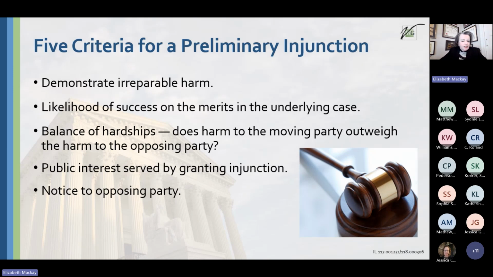And the public interest is served by granting an injunction. That's also a criteria. And because there's a hearing, there's obviously notice to the opposing party.